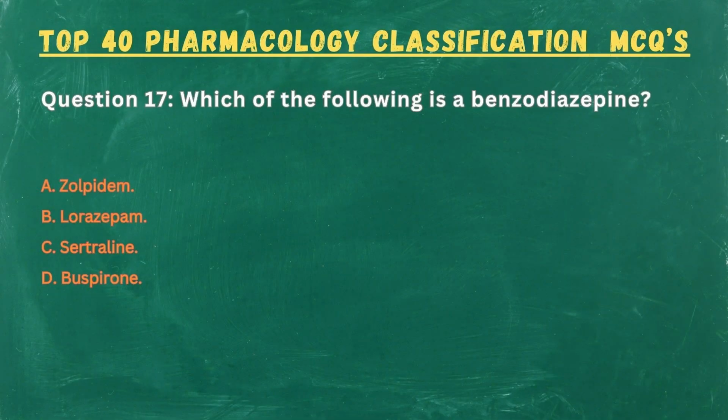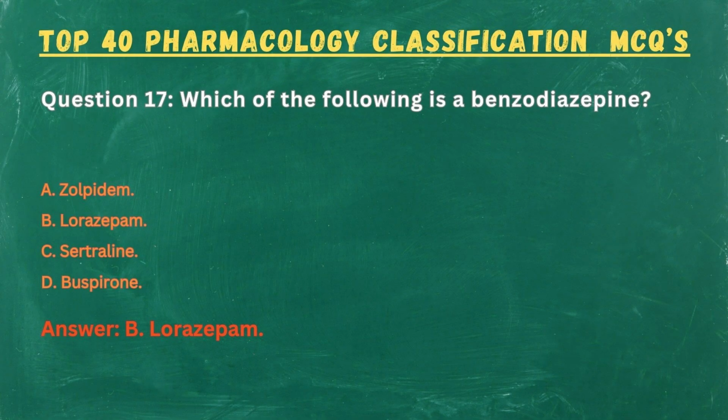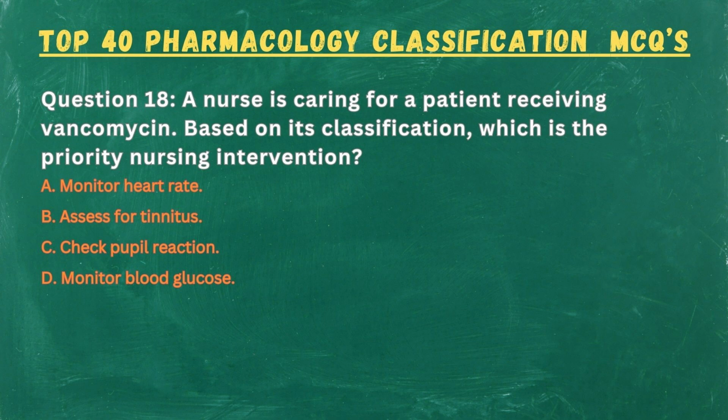Question 17. Which of the following is a benzodiazepine? A. Zolpidem. B. Lorazepam. C. Sertraline. D. Buspirone. Answer: B. Lorazepam.